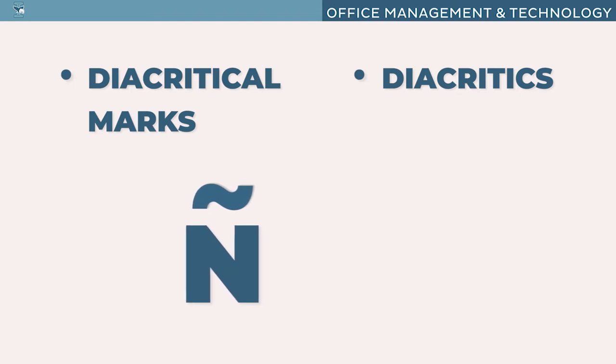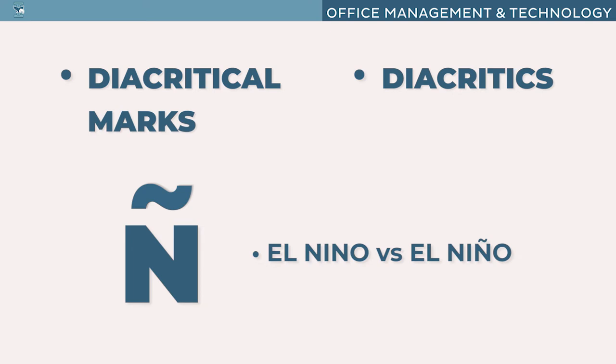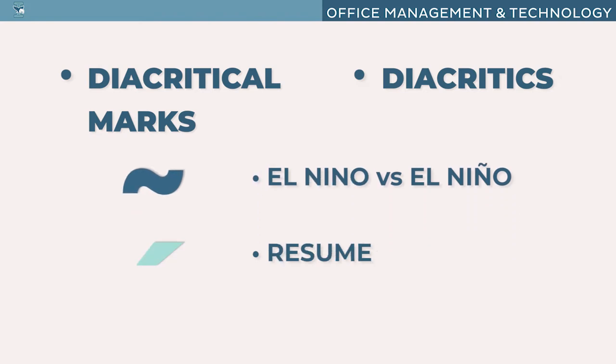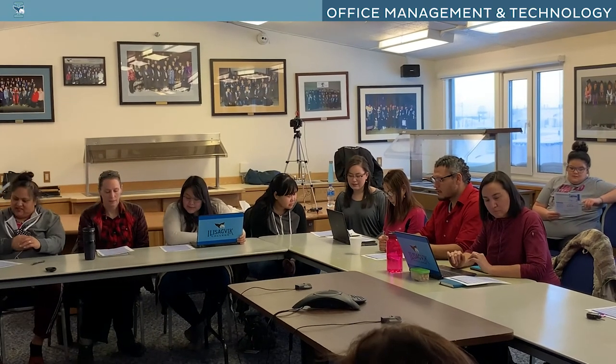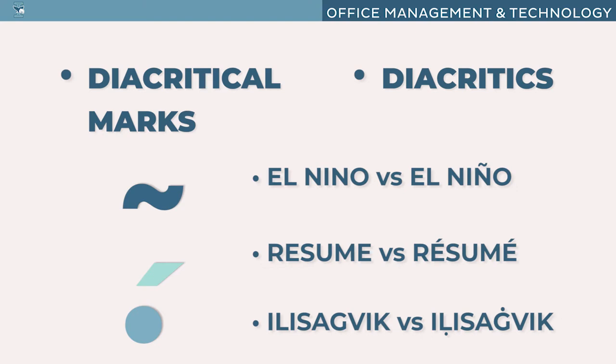And some examples. We don't say El Nino for the weather pattern. El Niño. And that's the same sound, an NY sound, that you hear in Iñupiaq, where you see this same letter. This means resume. We're going to resume operations right after the snowstorm. What's this word? Resume. I'm going to submit my resume for that job. They're spelled the same, but because of the diacritical marks, we change the pronunciation. And then this one? Ilisovic, right? Yeah, you hear that? Doesn't quite sound like... So there's a whole different sound due to the diacritical marks.